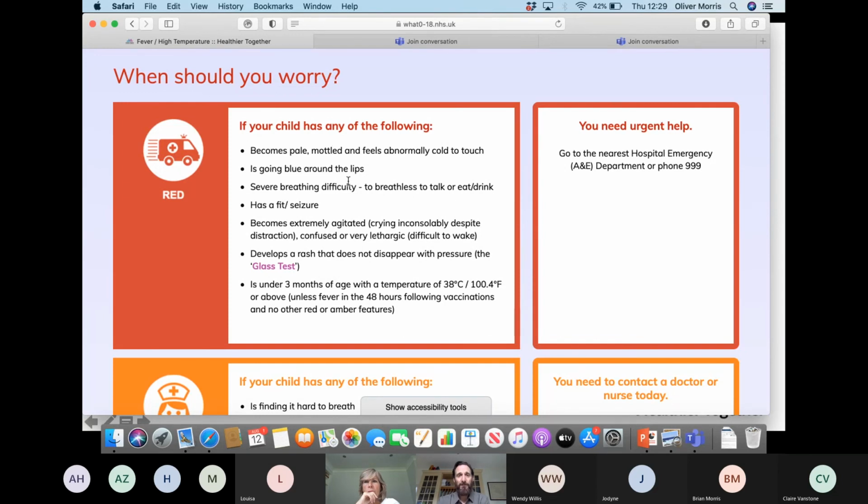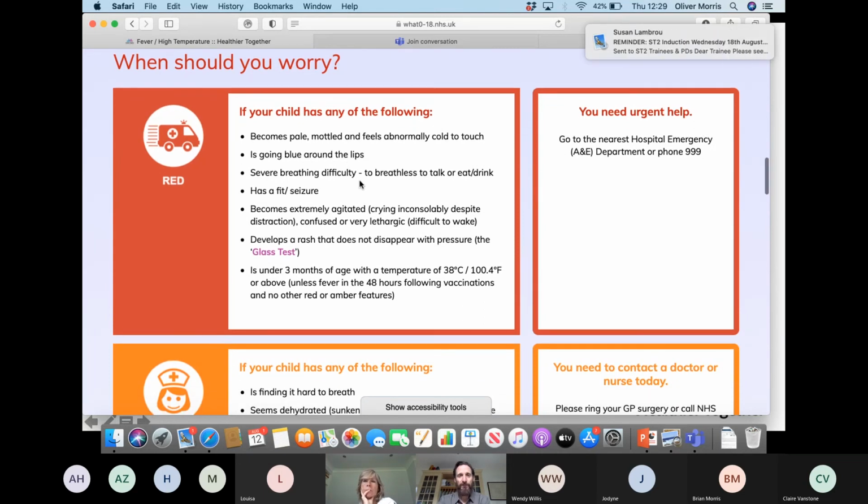Going actually blue around the lips is clearly a sign of quite severe cyanosis, and that'd be very worrying as a parent. Severe breathing difficulties, which I'm trying to emphasize, it's not about breathing being a bit different from a little bit noisy coughing and things like that, but actually struggling, effortful breathing, so too breathless to talk or eat or drink. Any child who has a fit or a seizure, certainly until they're known to be a child prone to febrile convulsions, it's very appropriate they get seen urgently, so that's one of the red features.